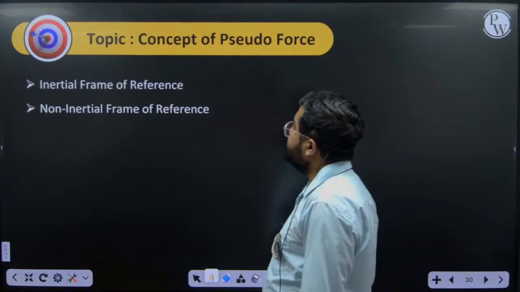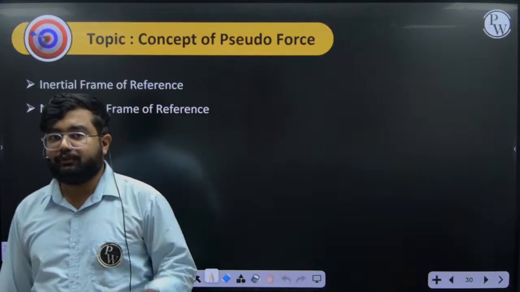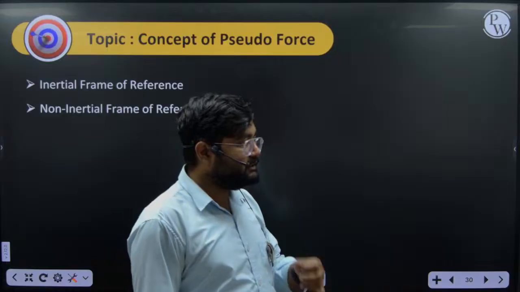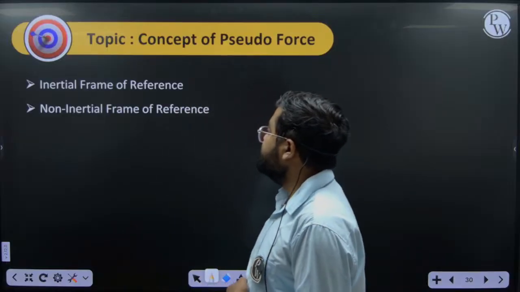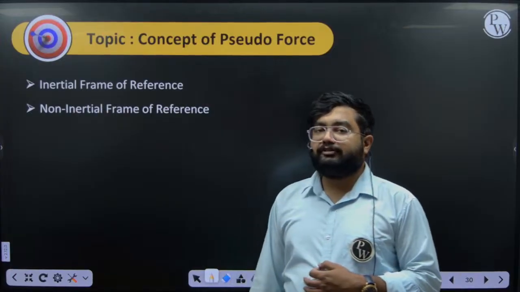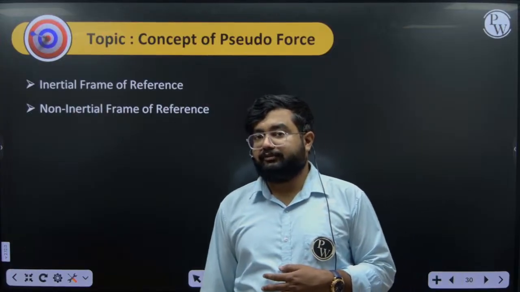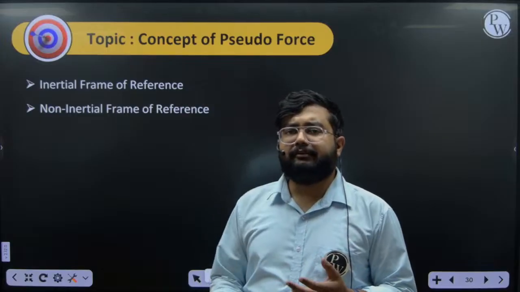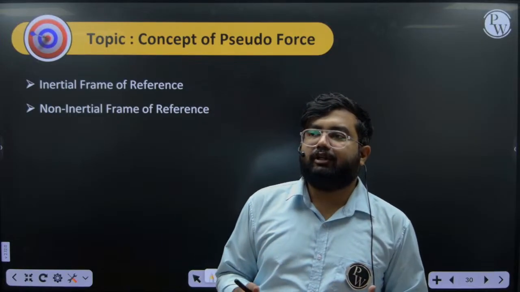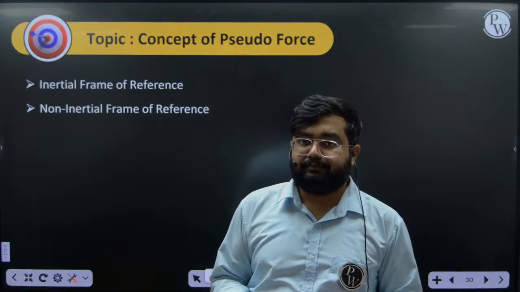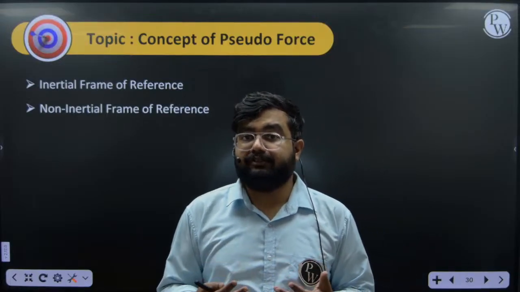Next, let us go into the concept of pseudo force. But before that, we should know what is an inertial frame of reference, what is a non-inertial frame of reference. So, what is frame of reference? It is the frame from which you are observing the motion.